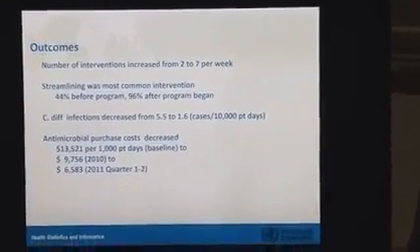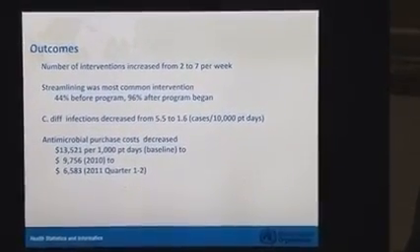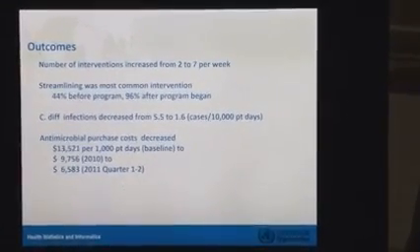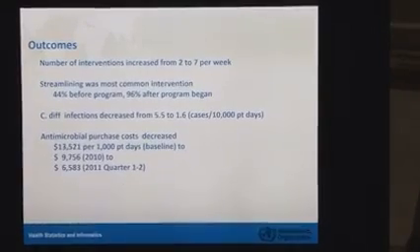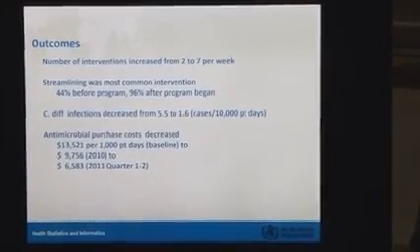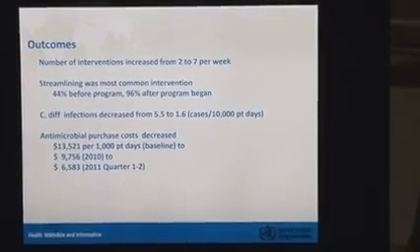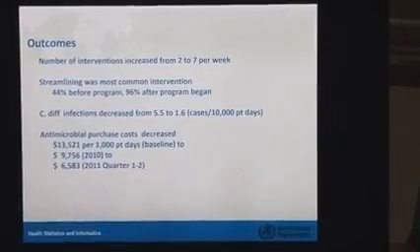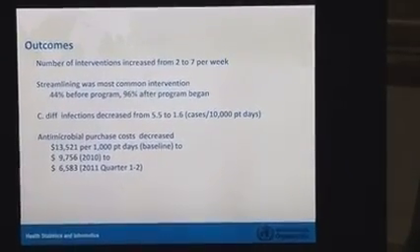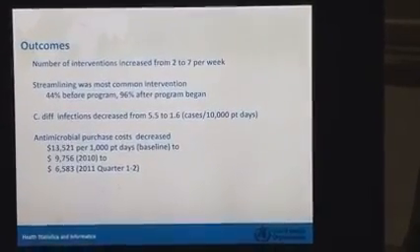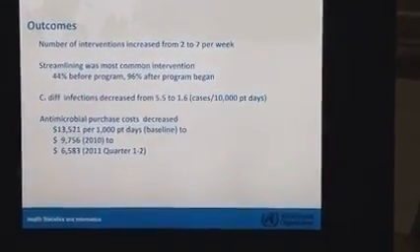And now this is the outcome. Number of interventions increased from 2 to 7 per week. Streamlining was the most common intervention: 44% before the program and 96% after the program began. Clostridium difficile infection decreased from 5.5 to 1.6, which is a magnificent and significant decrease. Antimicrobial purchase cost, and also cost is reported for any hospital by this number. What happened next?